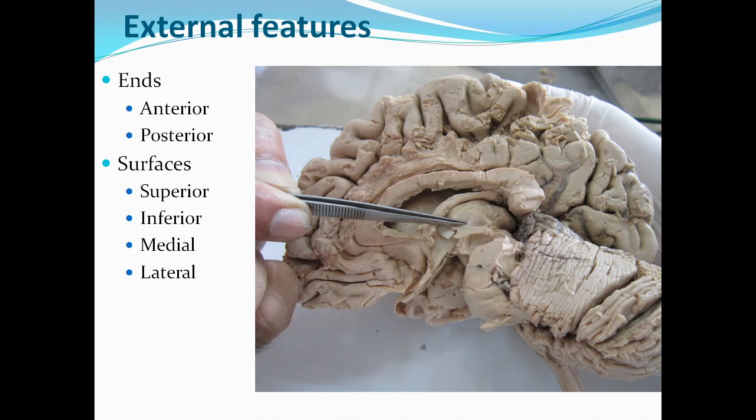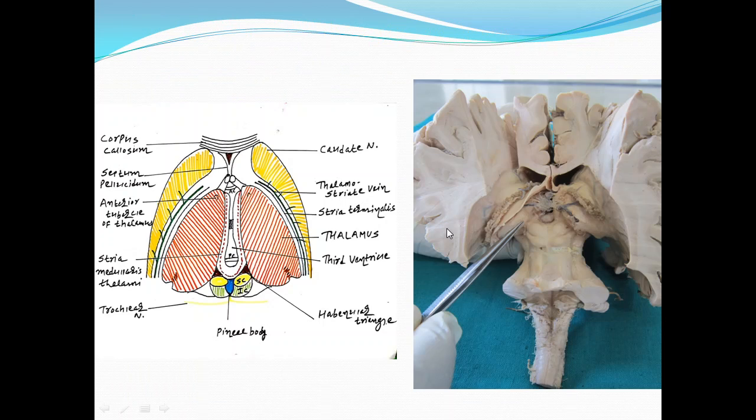Now we move on to the external features of the thalamus. The thalamus consists of two ends, anterior end and posterior end, and four surfaces: superior surface, inferior surface, medial surface and lateral surface. Now the anterior end is narrow and somewhat pointed. It is known as the anterior tubercle of the thalamus.